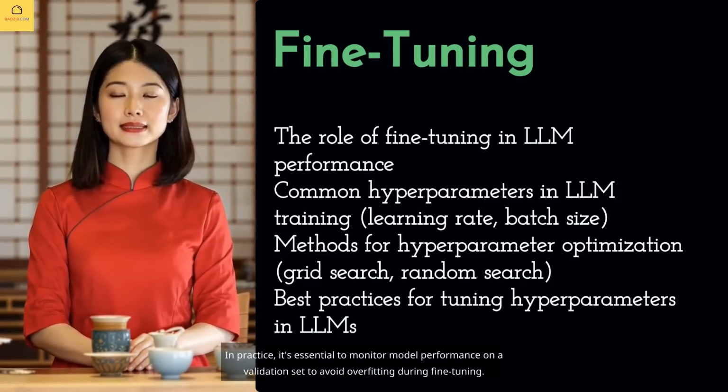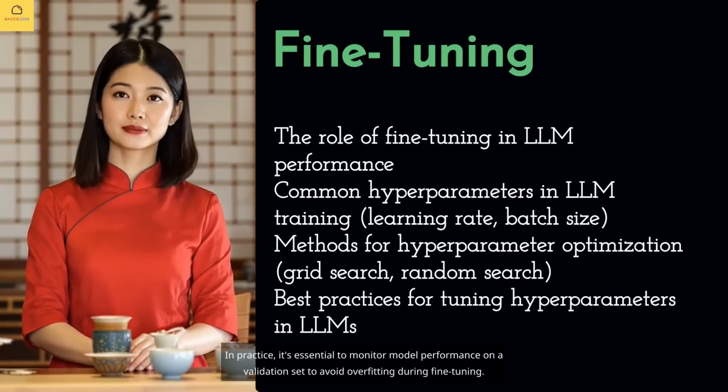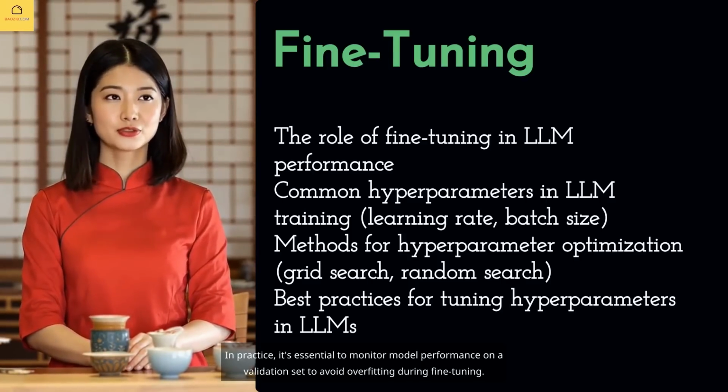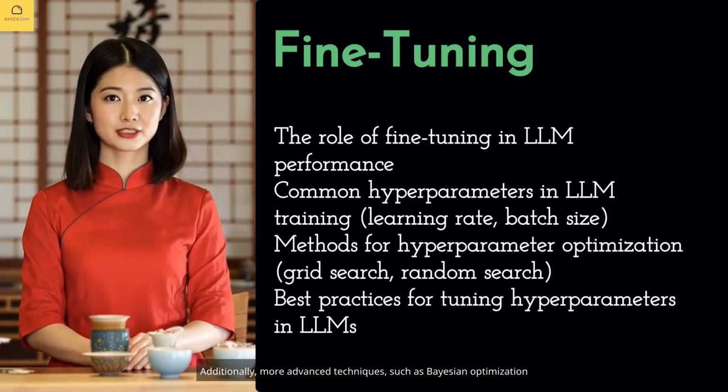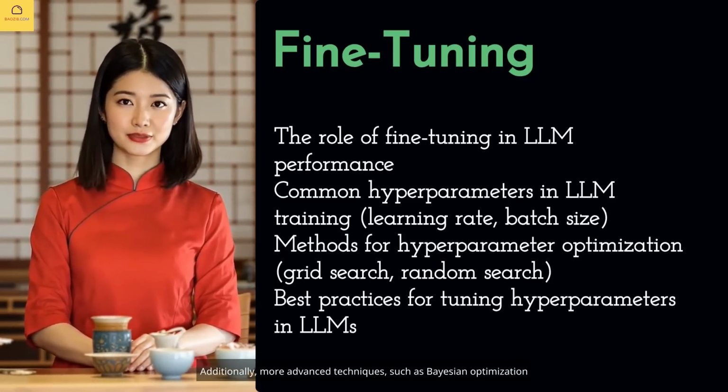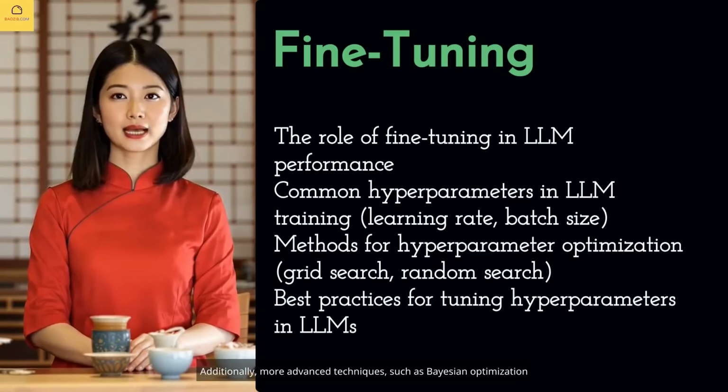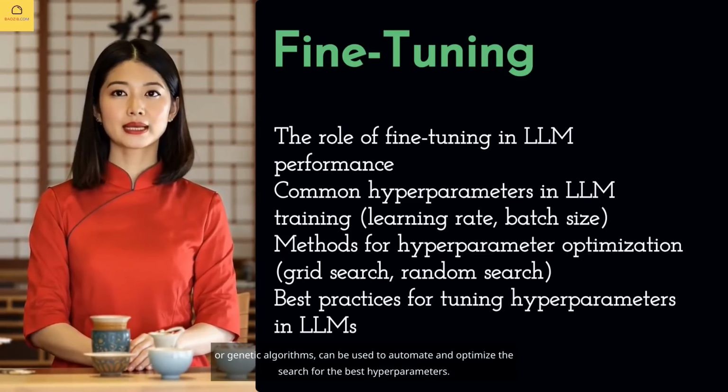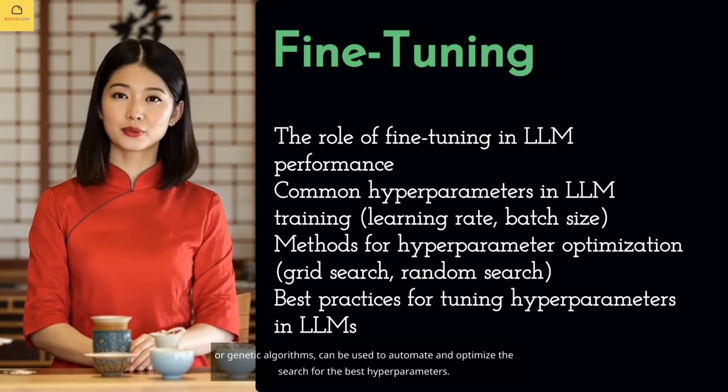Hyperparameter optimization methods like grid search and random search systematically explore different hyperparameter combinations to find the optimal configuration. In practice, it's essential to monitor model performance on a validation set to avoid overfitting during fine-tuning. Additionally, more advanced techniques, such as Bayesian optimization or genetic algorithms, can be used to automate and optimize the search for the best hyperparameters.